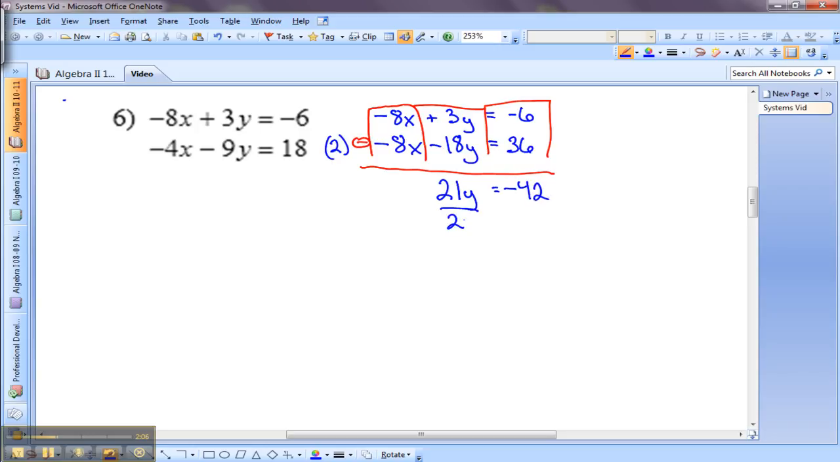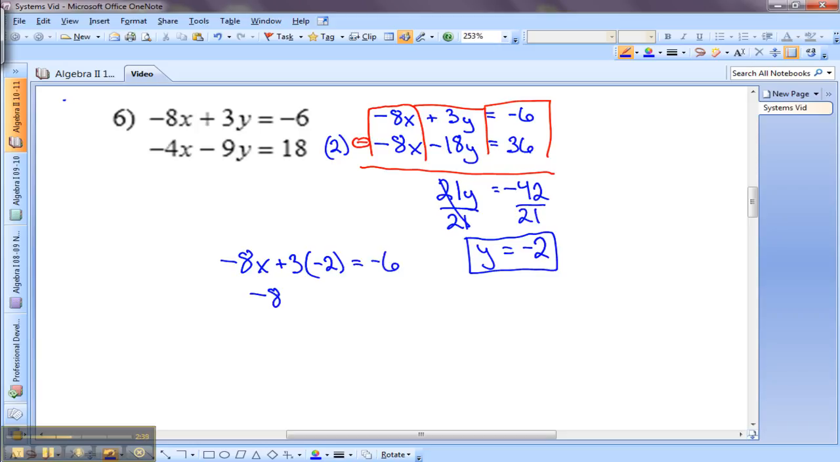Solving for y, we divide both sides by 21, and we see that our y value is equal to negative 2. Just like in our previous problems, to find the corresponding x value, we will substitute in the y value of negative 2 into either of the 2 original equations. I'm going to use the first one, negative 8x plus 3 times negative 2 equals negative 6.